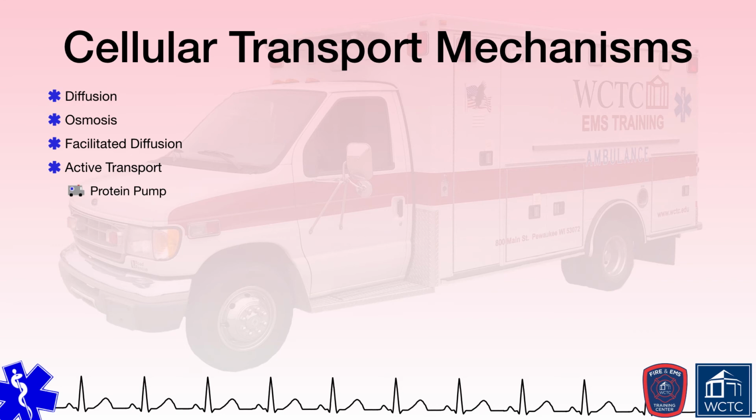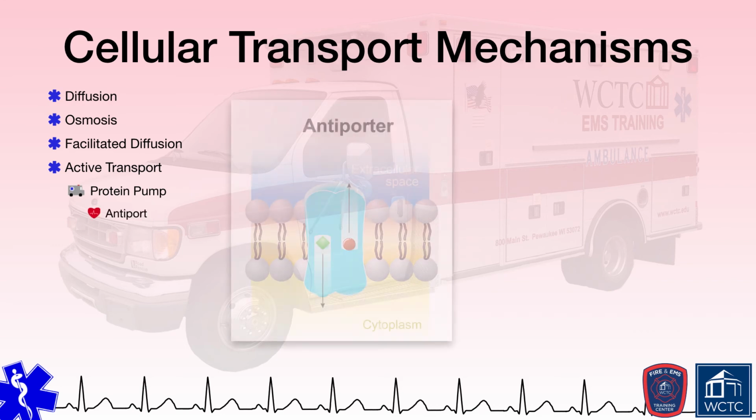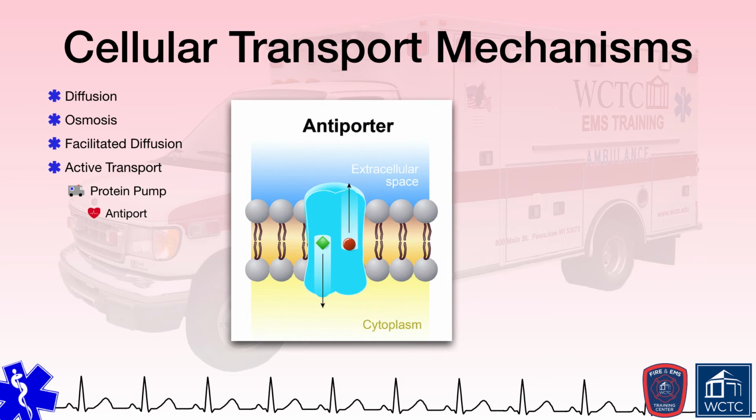One type of protein pump is known as an antiport pump, which moves one substance one direction while moving another separate substance in the opposite direction. These pumps are very efficient as they can typically use one molecule of ATP to facilitate the movement of two separate molecules in different directions simultaneously.